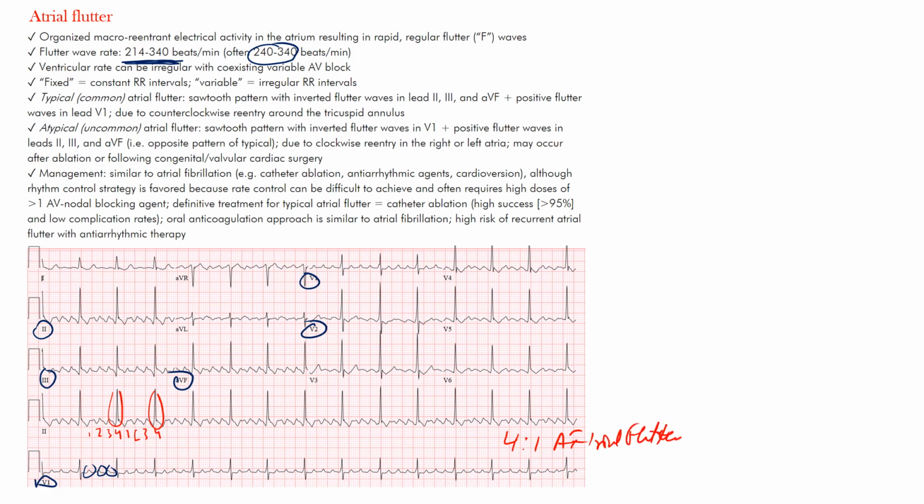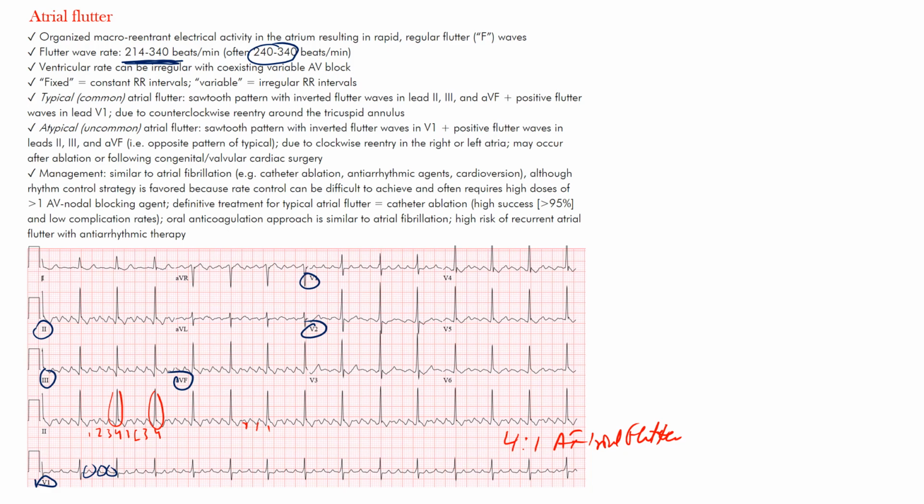So hopefully that makes sense. Now some will mistakenly call this a 3 to 1, but there's actually the 4th one that's buried within that QRS complex. So this is a 4 to 1 atrial flutter, and again you have regular intervals between those flutter waves, which are these ones here, okay, and they're regular, they're occurring at a fast rate.